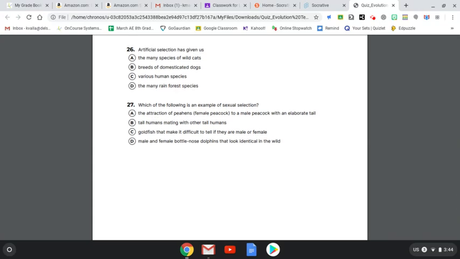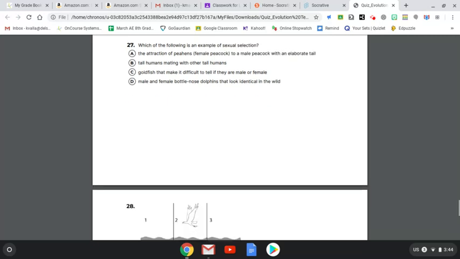27. Which of the following is an example of sexual selection? A, the attraction of peahens, female peacocks, to the male peacock with an elaborate tail. B, tall humans mating with other tall humans. C, goldfish that make it difficult to tell if they're male or female. Or D, male and female bottlenose dolphins that look identical in the wild.